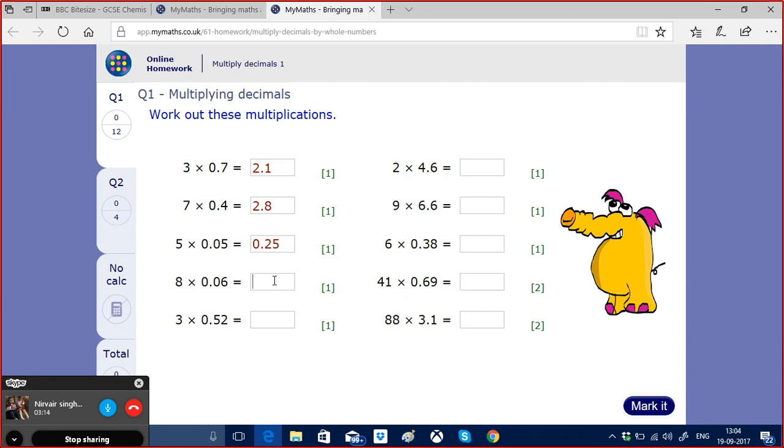So 8 into 0.06. 0.848. Yes. 3 times 0.52. 1.56. Okay. 2 times 4.6. 59.4. How much? 59.4. Next. 6 times 0.38.